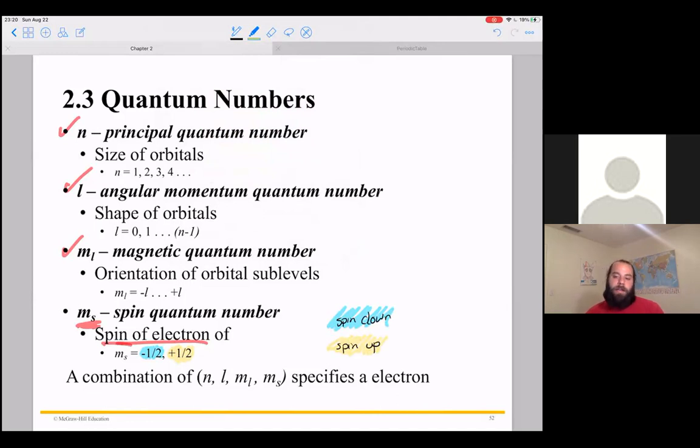So that means going back to our electron configuration diagram, our orbital diagram, if I were to give you a combination of 4 quantum numbers, remember 3 specified a sublevel. As soon as I add that fourth one and I specify a spin, now I'm talking about a particular electron in that diagram.